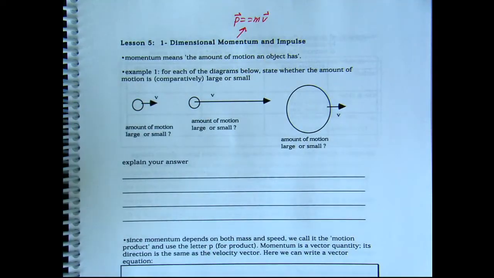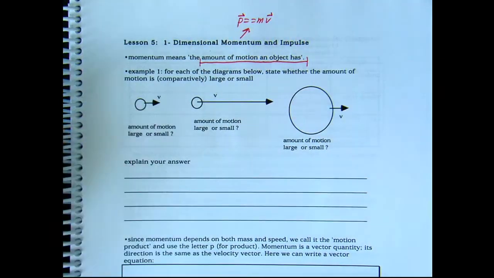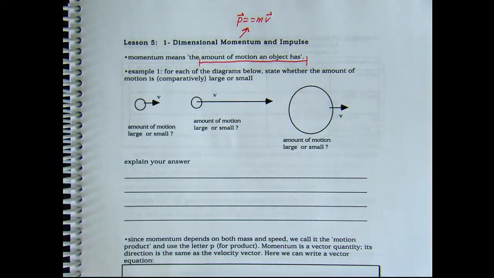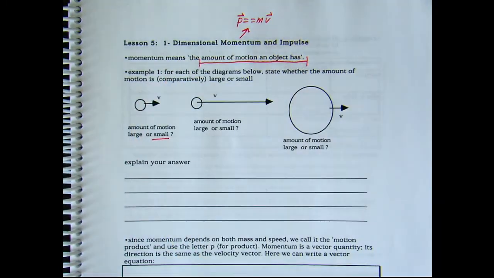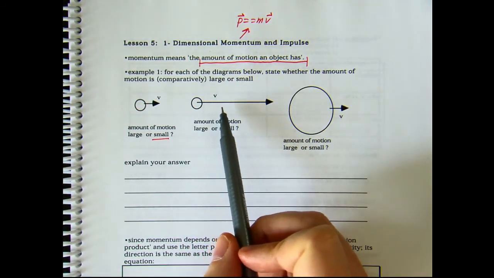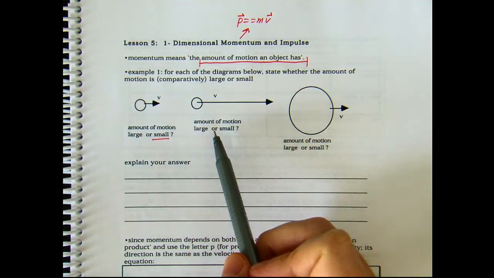The idea here behind momentum is the amount of motion an object has. So if you think about this in terms of some different objects here, if I have a small object moving slowly, how much motion does it have? Well, you can think about how much motion something has by how easy it is to stop. If I have a small object moving slowly, that's very easy to stop. That's a relatively small amount of motion. If I have a small object that's moving very quickly, it might hurt, but it's still relatively easy to stop.